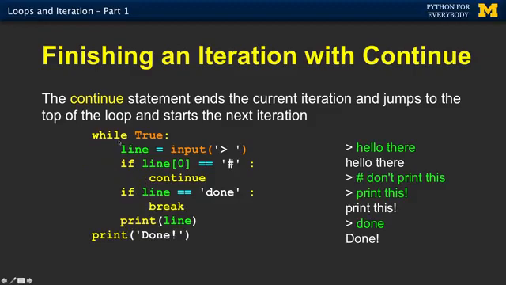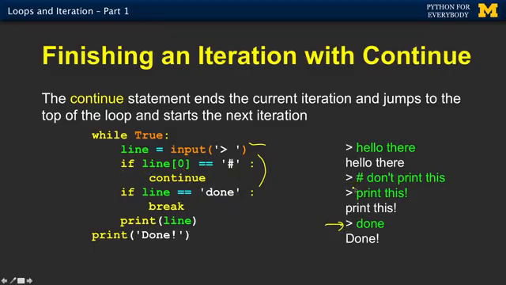So we have taken this exact same bit of code, and the only bit we added was right here. So we read a line. If the first character is a pound sign, we continue. If the entire line is done, we break. And so breaking is what gets us out at this point. Get out, we say done.